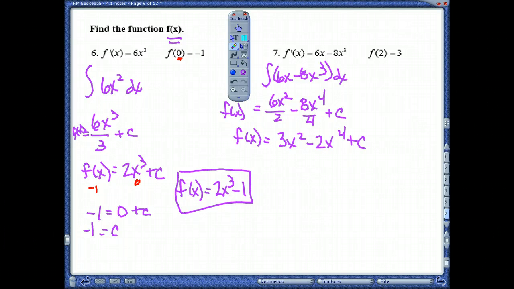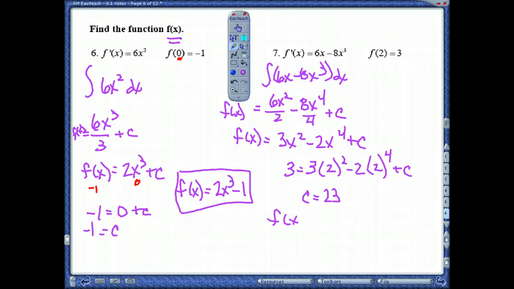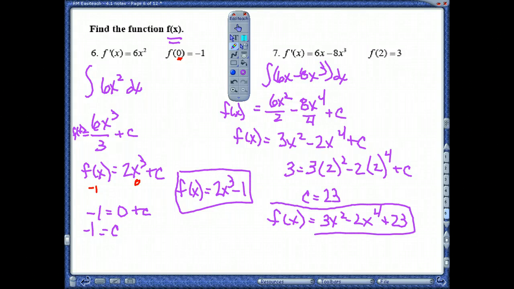And we don't want to lose points for our algebra. We're going to put 3 in for our y and 2 in for our x's. We're going to find out that c turns out to be 23. So our final equation is 3x squared minus 2x to the 4th plus 23. Unless they give us a point, we cannot get them back to our exact equation. But if they give us a point, we can get them right back to where they belong.